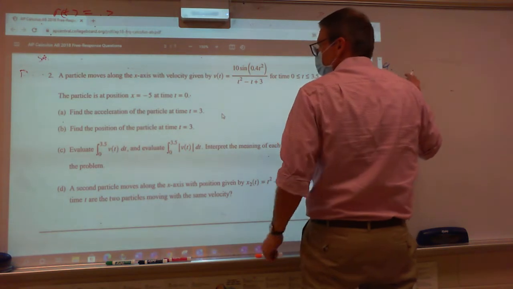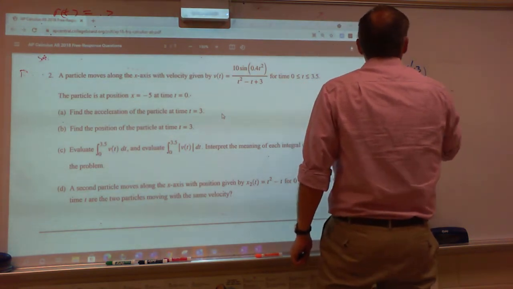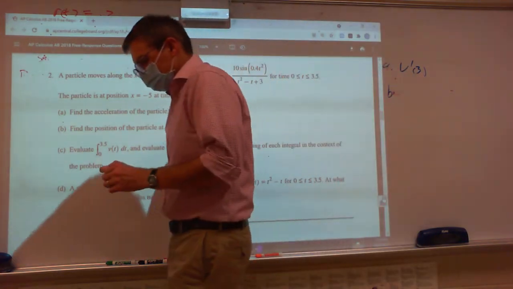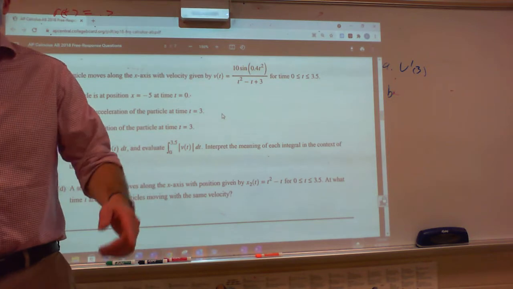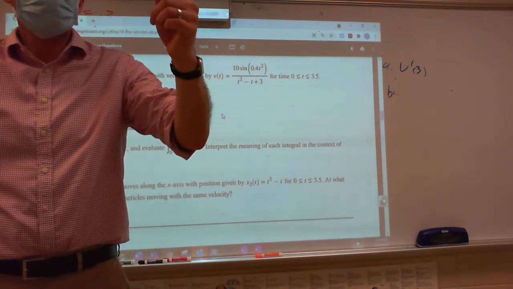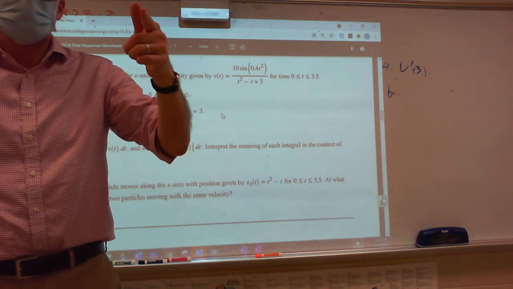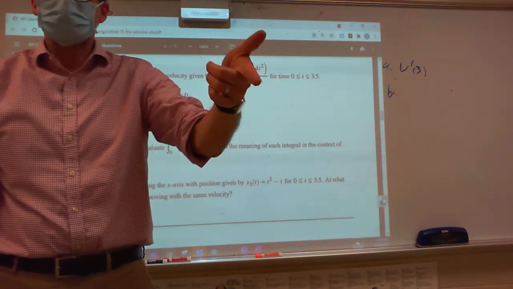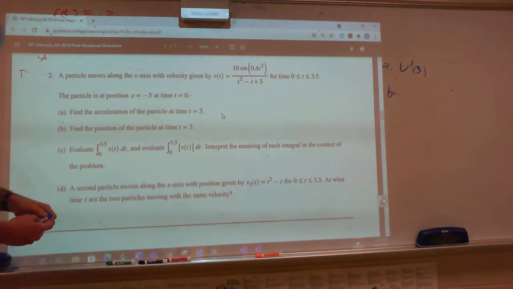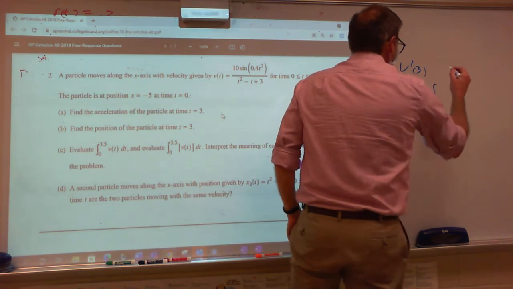Now, part B. So A is v prime of 3. Part B, it says find the position. How do you find position? Where you start plus the integral. Where you start plus how far you traveled. Where did we start? We started at -5. Okay, how do we come up with an expression of how far we traveled?